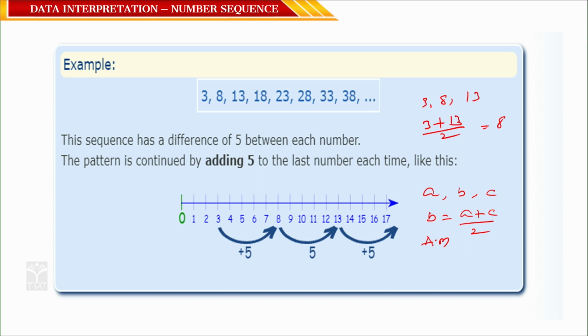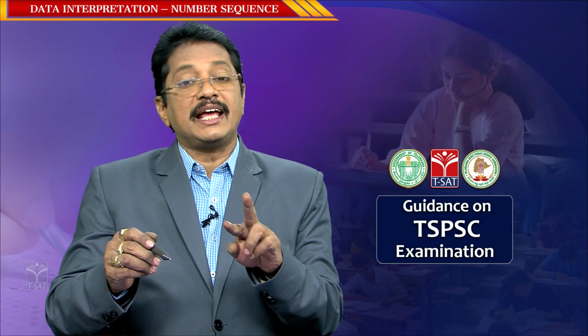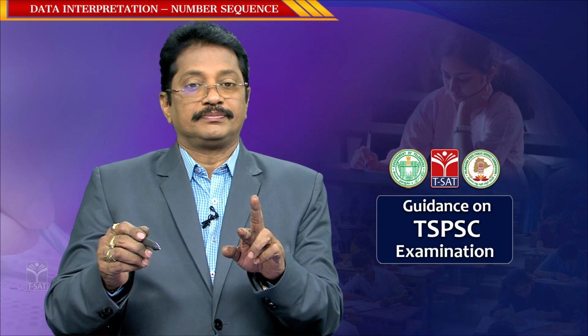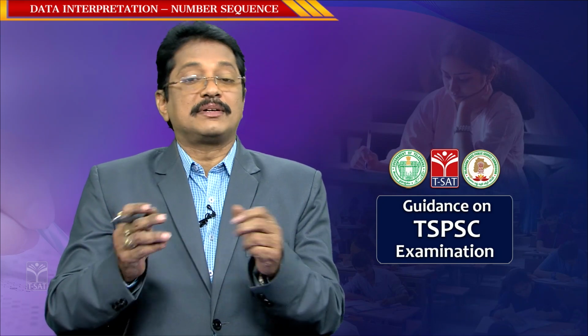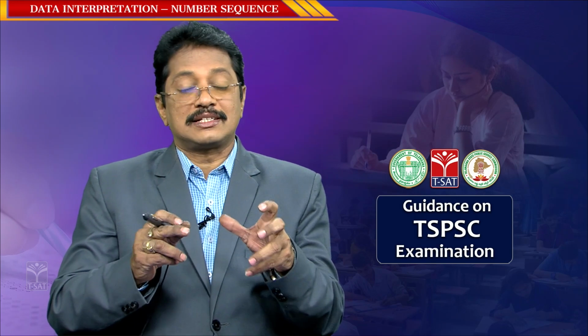Understand? This is one more important piece of information: the arithmetic mean. The arithmetic mean is just the average of the first and third elements if there are 3 elements. That is the arithmetic mean. And the common difference means the difference between any 2 consecutive numbers. That is the arithmetic common difference. So you have to understand this one.